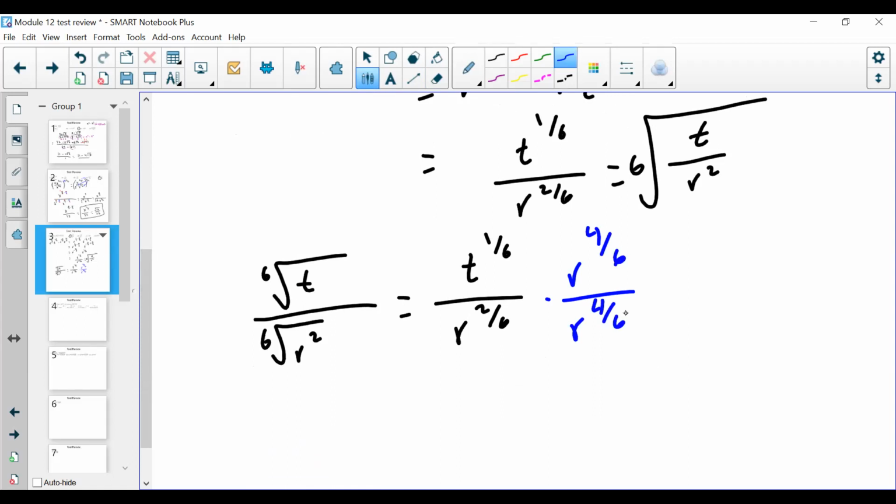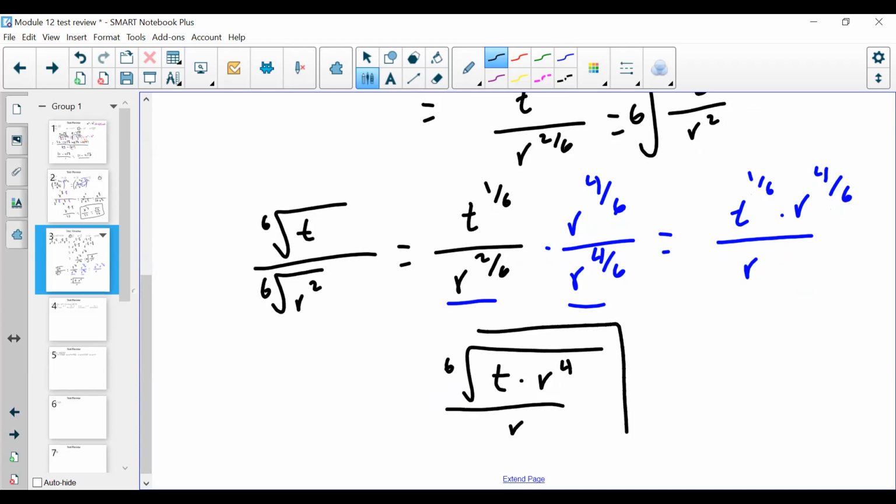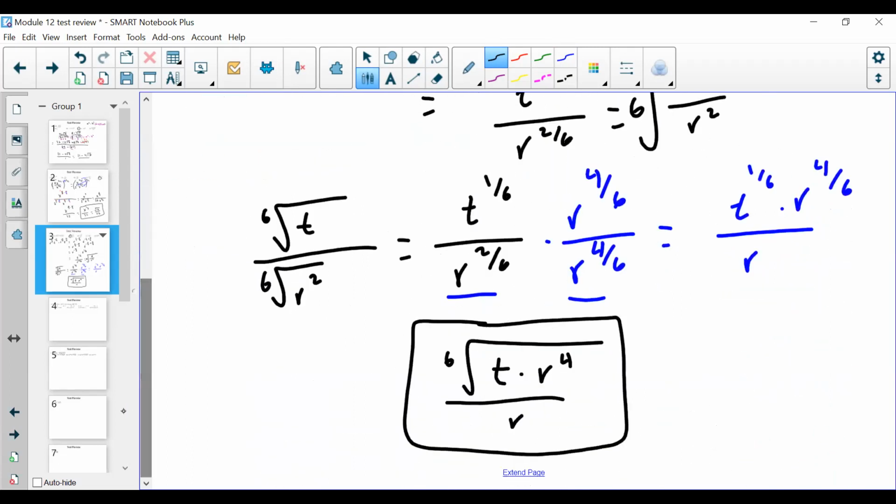And the reason I'm doing that is because when you multiply these two r's together, you get r to the 6 over 6, or really just r. And on the top, you get t to the 1/6 times r to the 4/6. They have the same radical, so I can rewrite this as the 6th root of t times r to the 4th all over r. And that should have been the real answer. I don't think that has an answer choice, though, does it? It does not. But that should have been, that's the rationalized form that we would want you to put it in on the test.